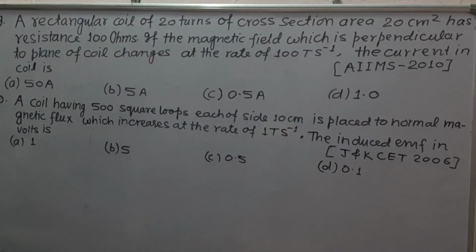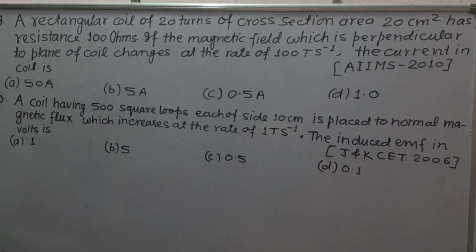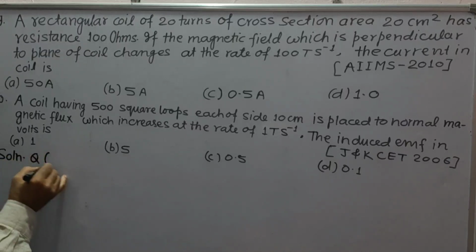Next question number 9. The question is, a rectangular coil of 20 turns of cross section area 20 cm square has a resistance 100 ohms. If the magnetic field which is perpendicular to the plane of coil changes at the rate of 100 Tesla per second, then the current in the coil will be. Now solution to question 9.